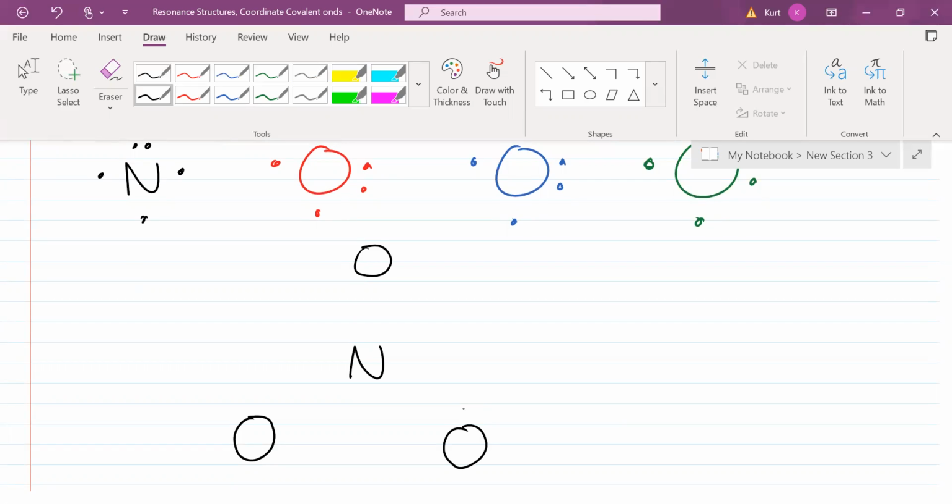There will be a coordinate covalent bond somewhere. There will be a coordinate covalent bond? Do another minute.